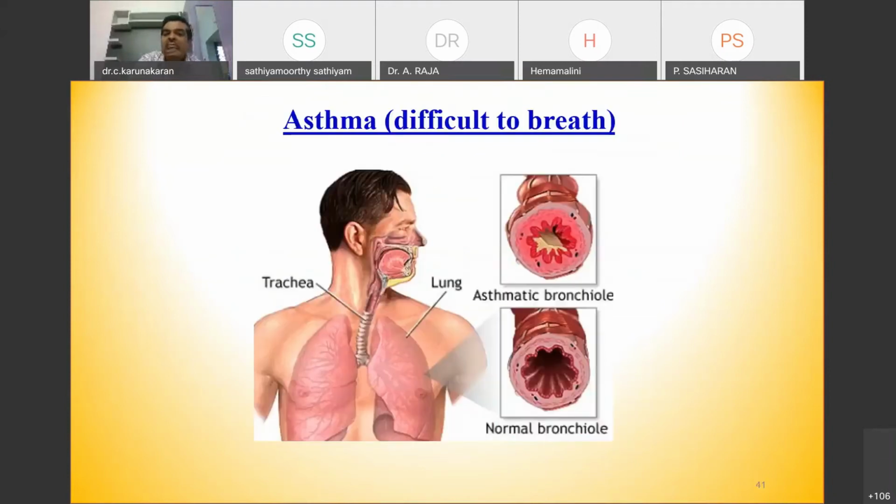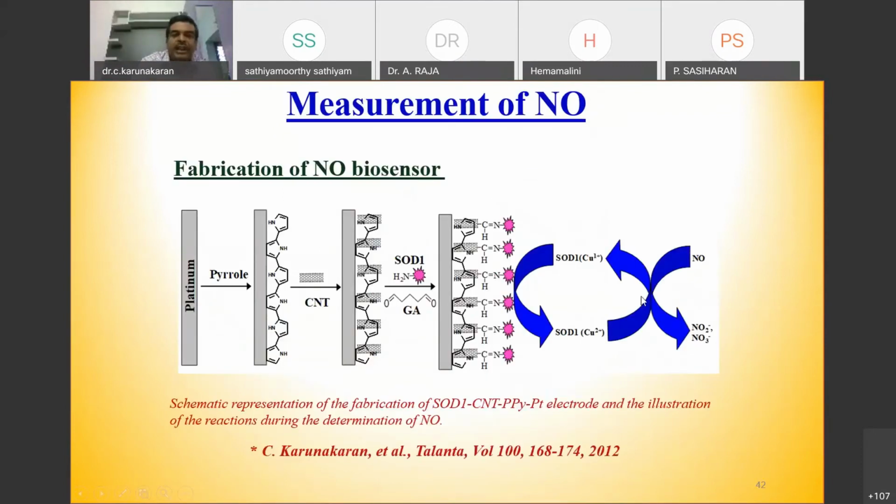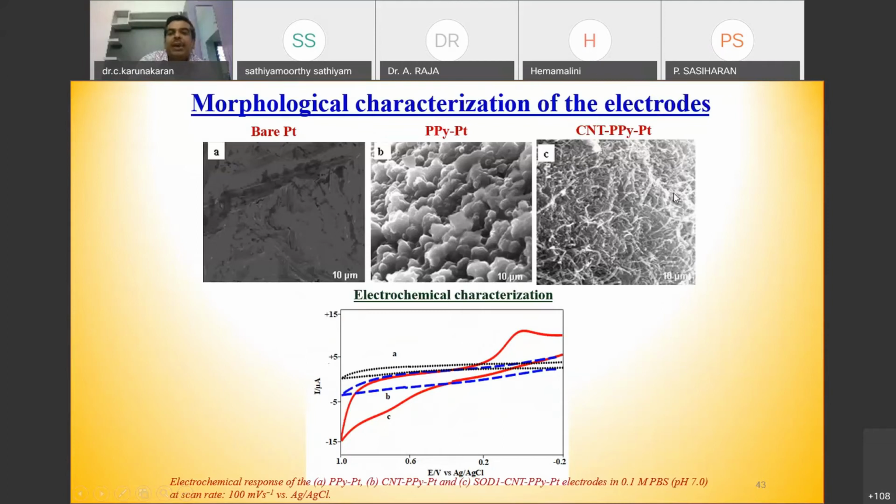The same SOD1 enzyme is used for the measurement in the NO biosensor. As you see, we used carbon nanoparticles, and the electrochemical response over time, with increase in NO concentration, we have plotted a calibration curve.